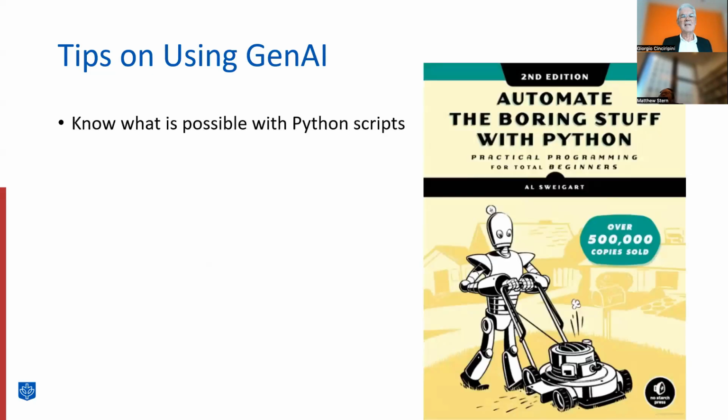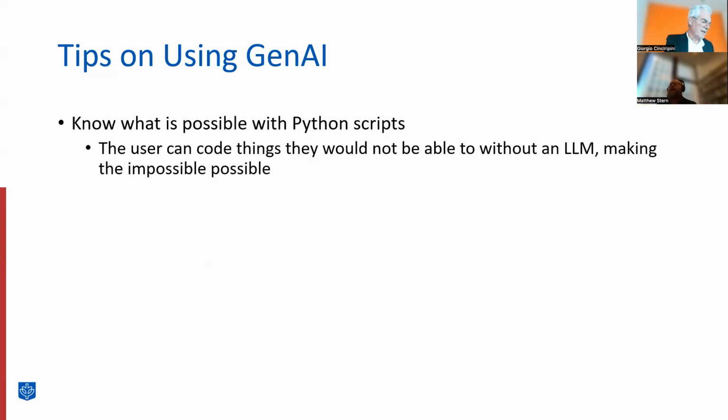I'll just say too, know what's possible with Python scripts. So what I did for this is I bought Automate the Boring Stuff with Python, and I just looked through what the topics were because I didn't even know what Python could do, right? And this book gave me so much inspiration for ways I could increase my productivity. And of course, there are many other books like this too. And this is really where you can make the impossible possible too.